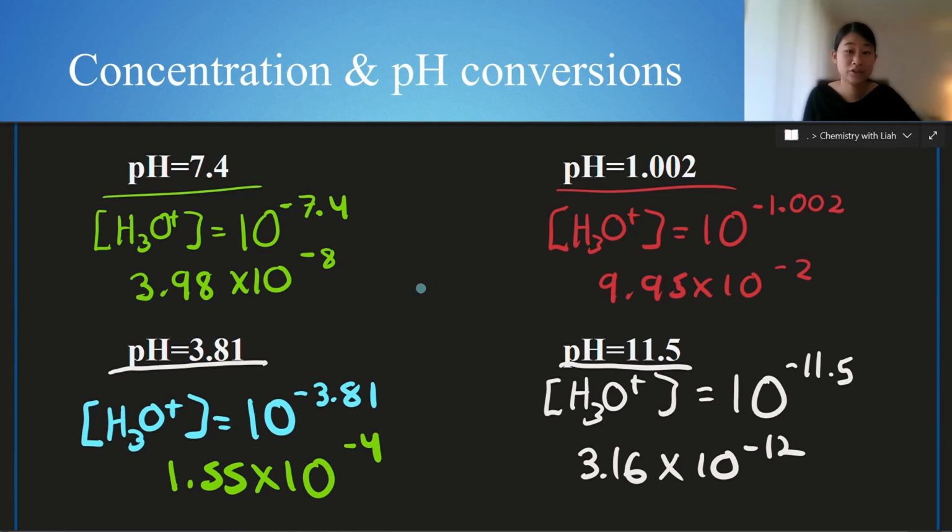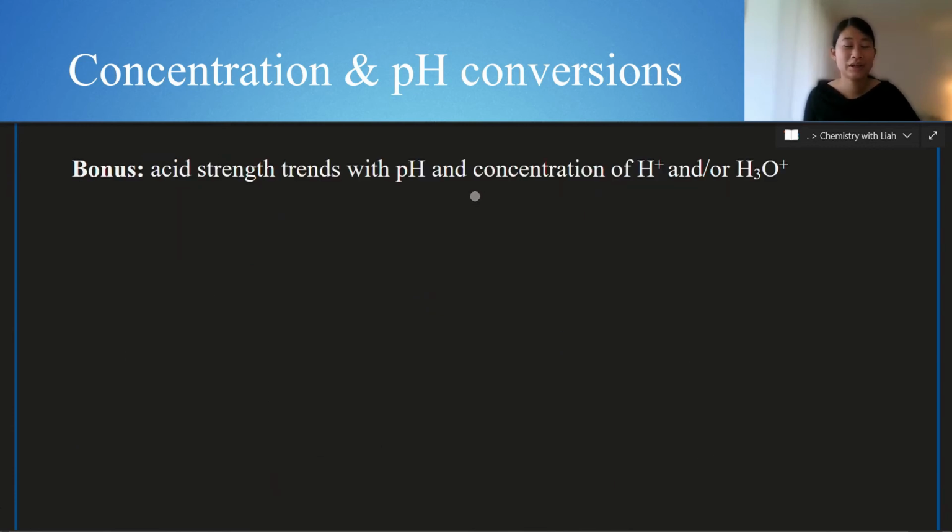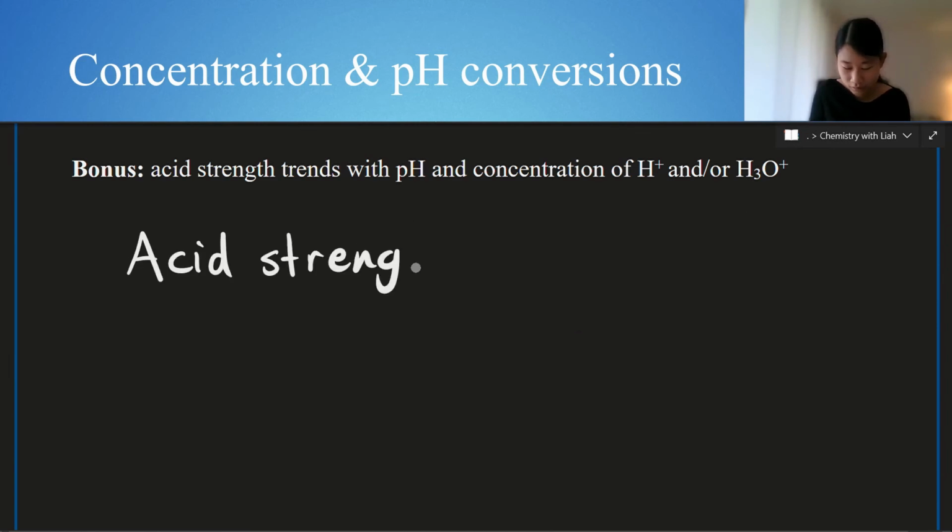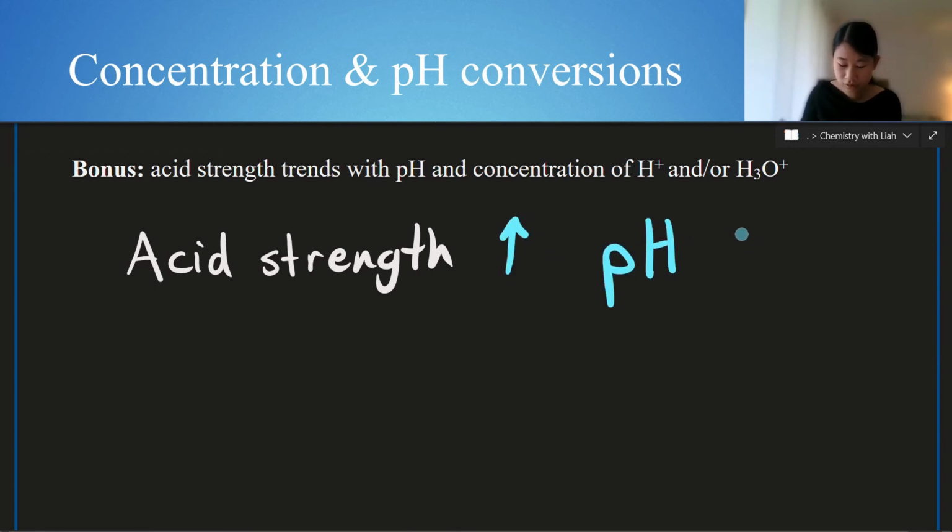You're going to use the concentration equation, which says a concentration is equal to 10 raised to the negative pH value. As a little bonus to this video, I am adding acid strength trends with pH and concentration of the H+ or H3O+ ion. So what is the trend with acid strength and pH and concentration? Well, it turns out that as acid strength increases, pH is going to decrease, which means that stronger acids are going to have lower pH values.